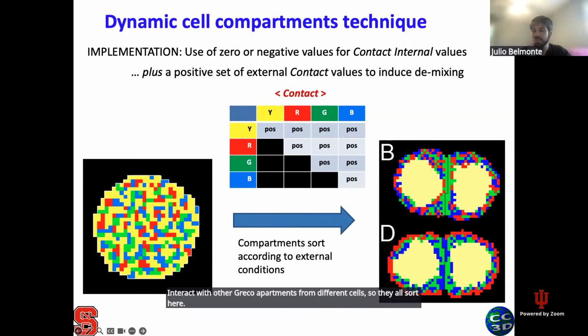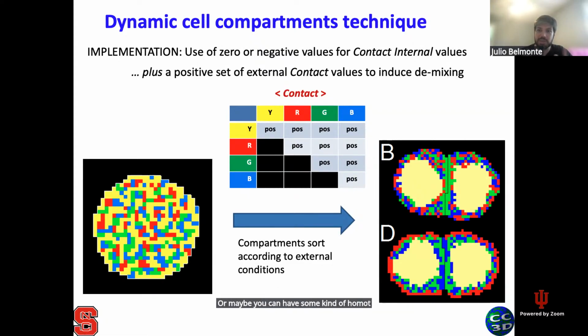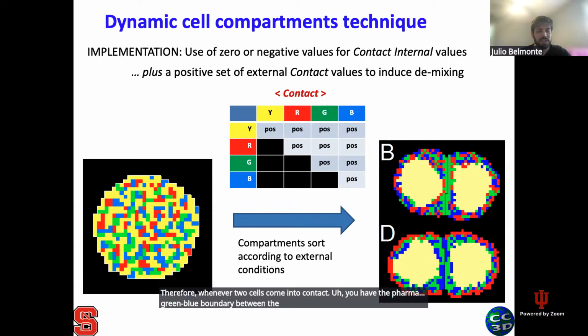Or maybe you can have some kind of homeotypic positive interaction, where, for example, the red and the green compartments, like this part here, is positive but lower than the rest. Therefore, whenever two cells come into contact, you form a green-blue boundary between the cells. There are some proteins that actually interact like this.